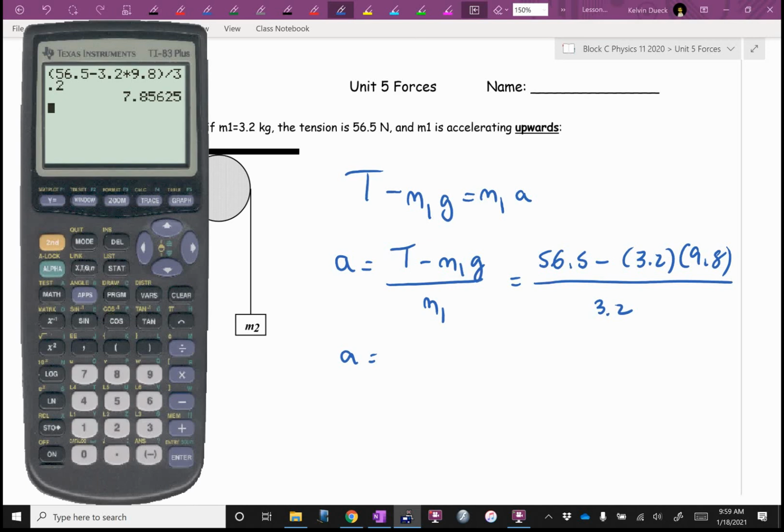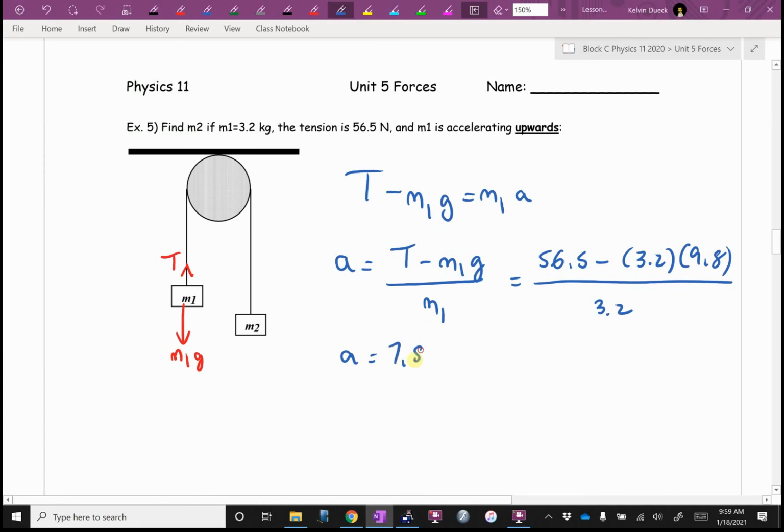They want me to find M2, the mystery mass, and I'm going to use this acceleration, 7.85625. I know we haven't even started the question yet. Well, we have. We've said, look, if you want me to find a mystery mass, I'm going to go look at the other mass first and find either tension or acceleration. I'll give you the other one. Now let's write a free body diagram for M2.